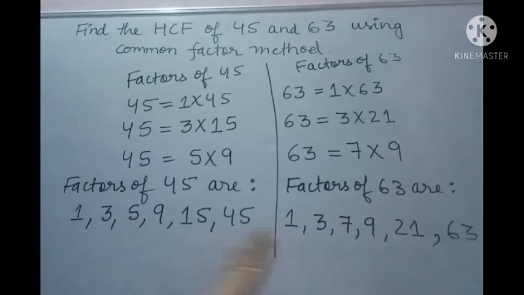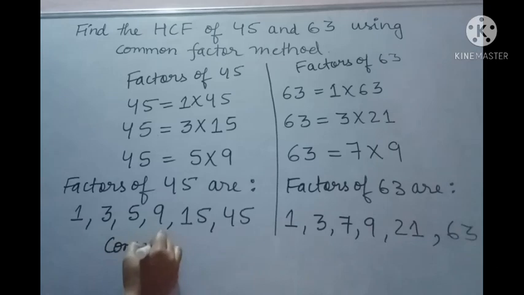So I just wrote all the factors of 45 and 63 here. Now you need to check what the common factors of both of them are. Let me just write down the common factors.